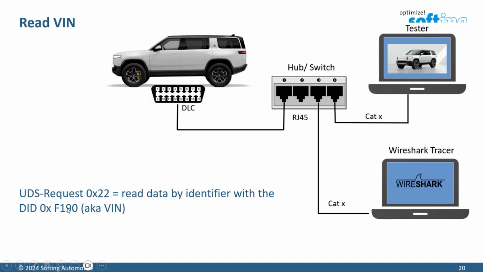But that is independent of whether it's sent over CAN or sent over Ethernet, because you may remember that is the OSI model application layer. It is independent of the data link and the physical layer. Okay, what do we see if we do that and connect it here and start the Wireshark tracer?